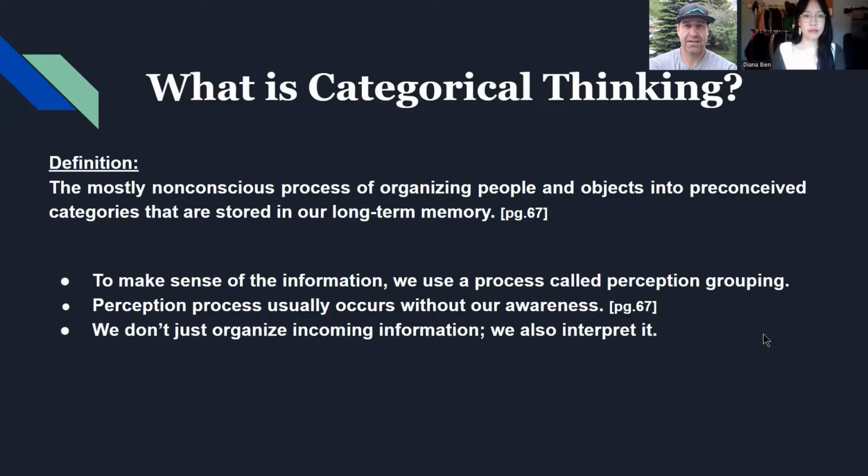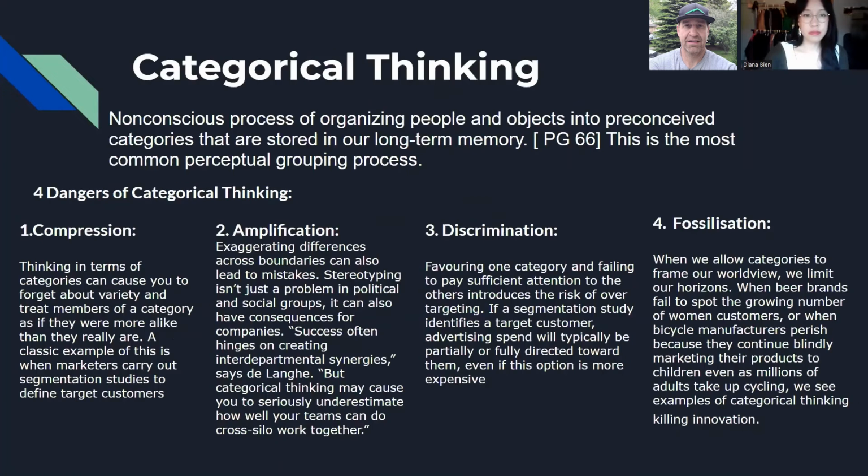Some of the dangers of this categorical thinking, first being compression, which is thinking in terms of categories, which can cause us to forget variety and treat members of a category as if they were more alike than they really are. A classic example of this is when marketers carry out segmentation studies to define target customers. The second danger is amplification, which is exaggerating differences across boundaries, which can also lead to mistakes.